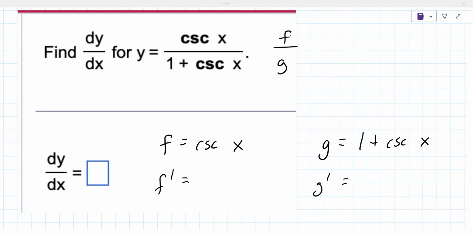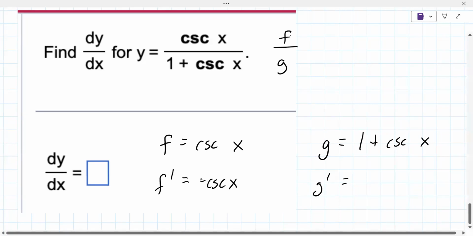The derivative of cosecant is, sorry, I'm trying to remember. This is a good thing for you to think, okay, where is it? How do I find it? What is the derivative? The derivative of cosecant, if I remember right, is negative cosecant x times cotangent x. Good.